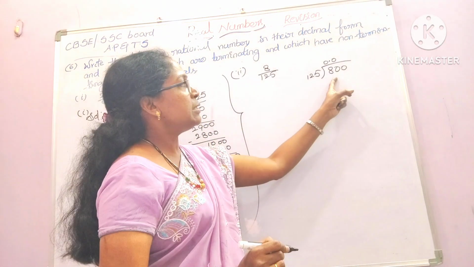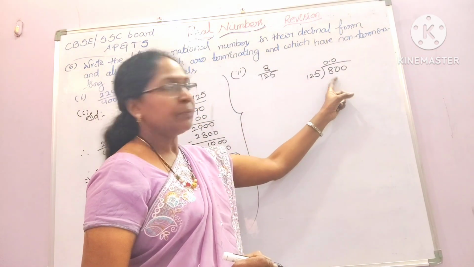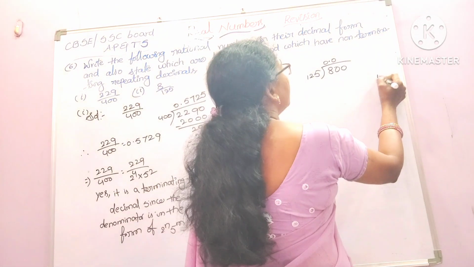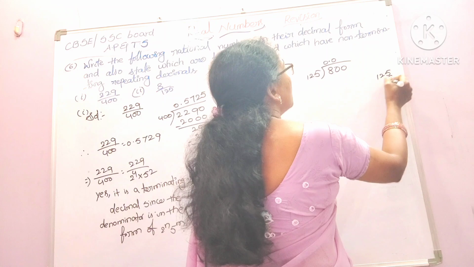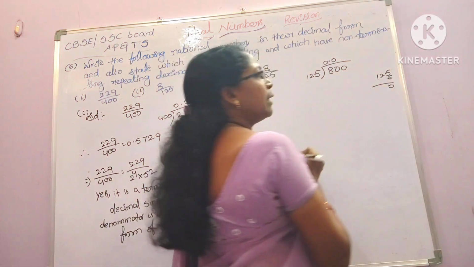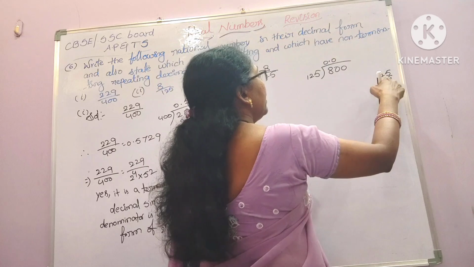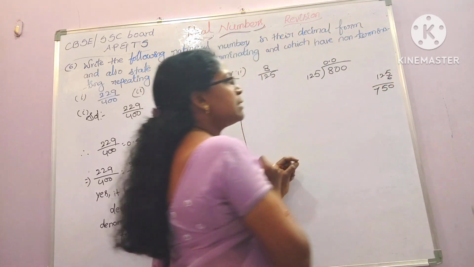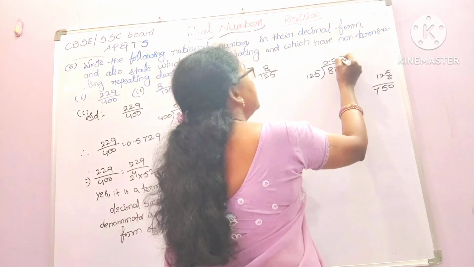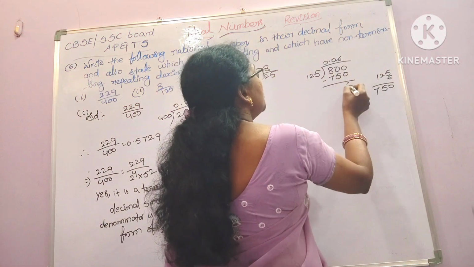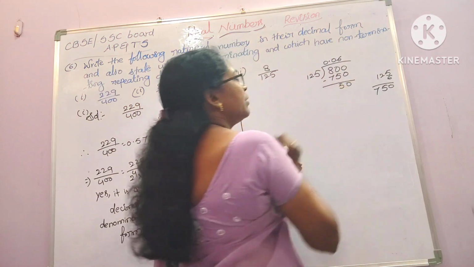Now, 125 is divisible into this how many times? Just multiply here: 125 times 6 is how much? Just check it. 6 times 5 is 30, 3 keep in mind. 6 times 2 is 12 plus 3, 15, 1 keep in mind. 6 times 1 is 6 plus 1, 7. So 125 times 6 is 750. Now subtract, and 50 remains.